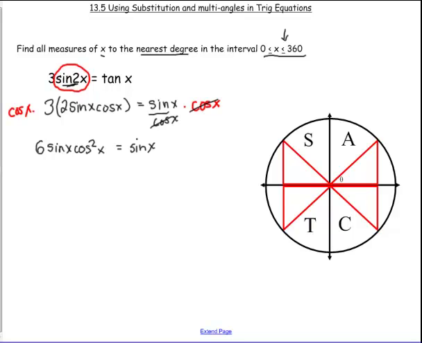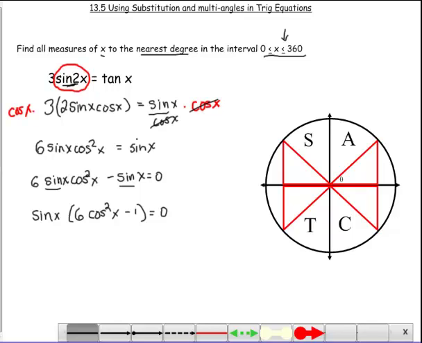What do I do now? Oh, I see that squared there. When I see a squared, I have to factor. That's my rule. But before I can factor, I have to set equal to 0. So I'll bring that sine of x over. And now I can factor. First step in factoring, greatest common factor. Yeah, I got a sine of x. That's my greatest common factor. So I'll pull my sine x out. I'll be left with a 6 cosine squared x minus 1.